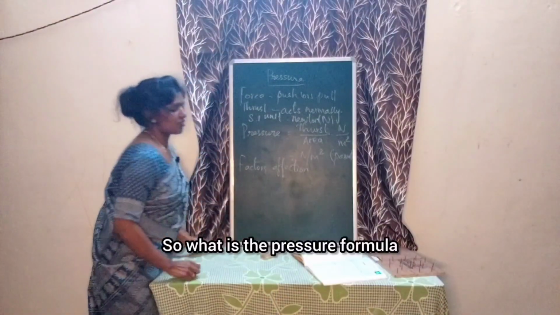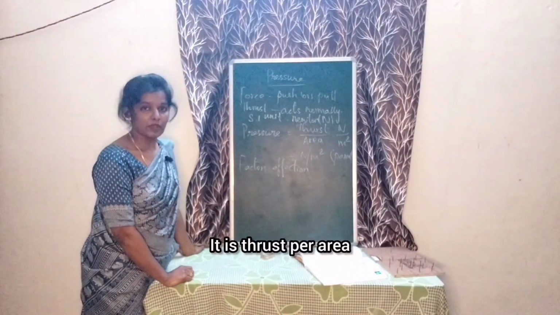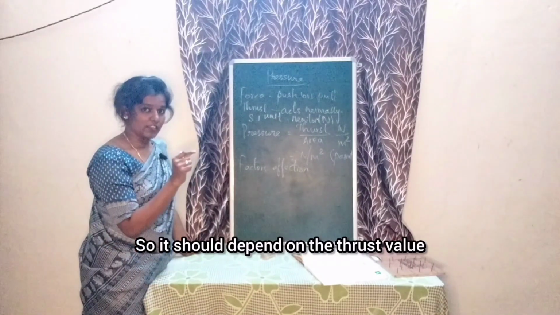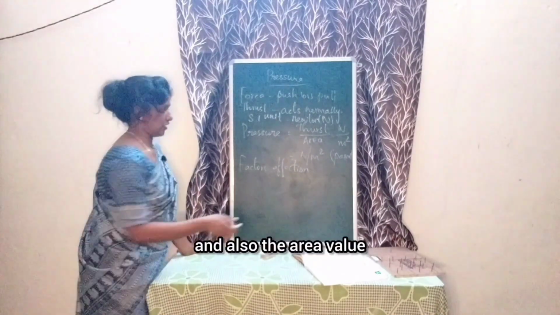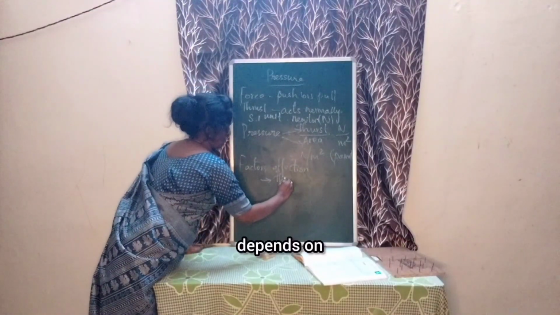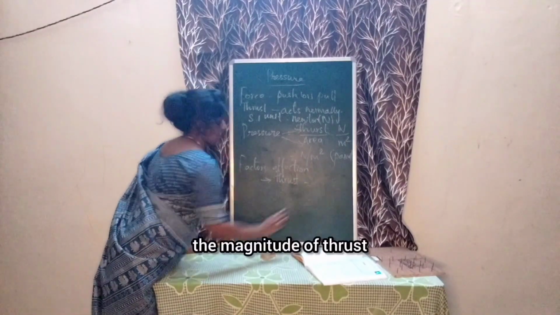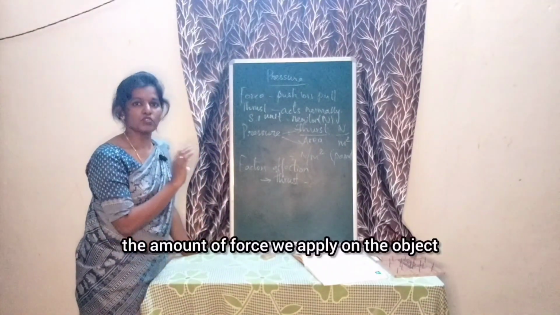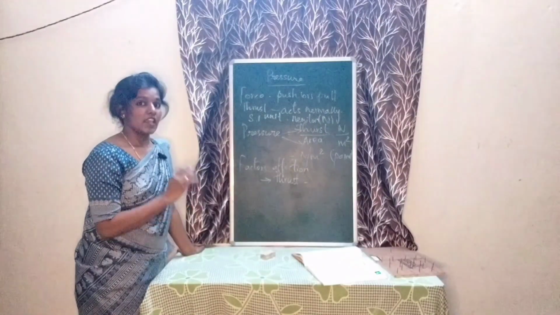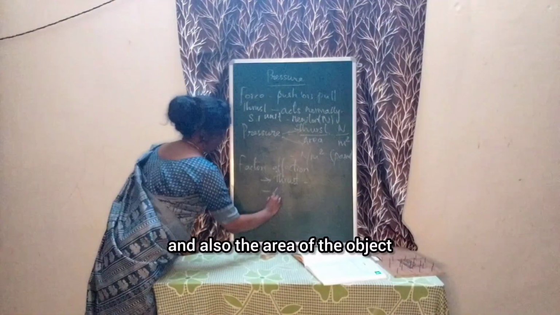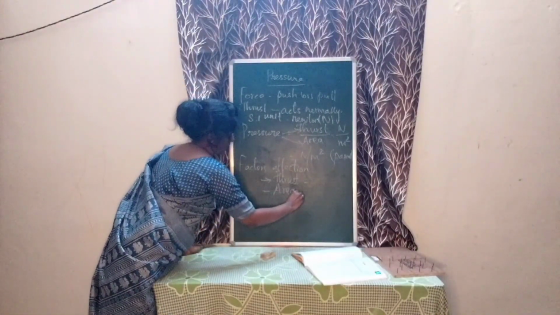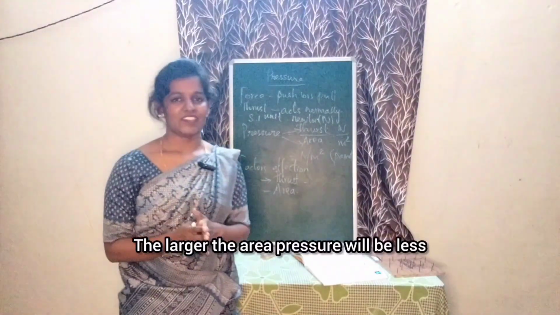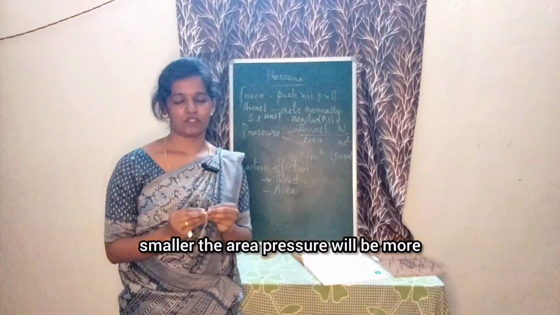What are the factors that affect pressure? So what is the pressure formula? It is thrust per area. So it should depend on the thrust value and also the area value. So it depends on the magnitude of thrust, the amount of force we apply on the object, and also the area of the object. The larger the area, pressure will be less. Smaller the area, pressure will be more.